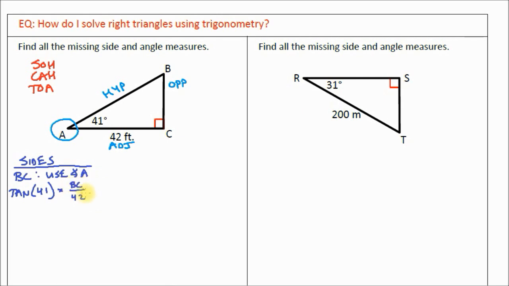My variable is in the numerator, so I'm going to multiply both sides by 42, and that gets my side BC by itself. 42 times tangent of 41 equals our unknown side BC. And let's go ahead and plug that into our calculator.